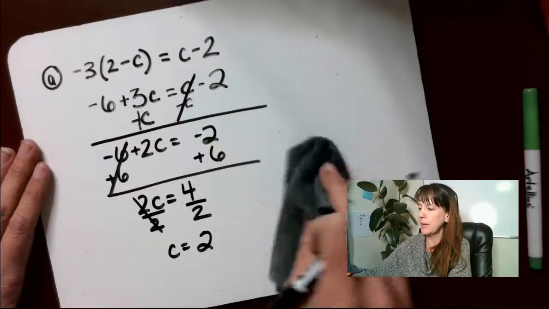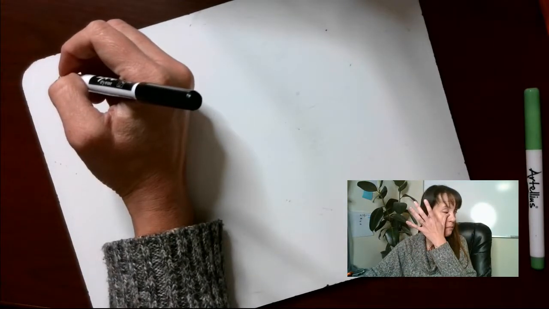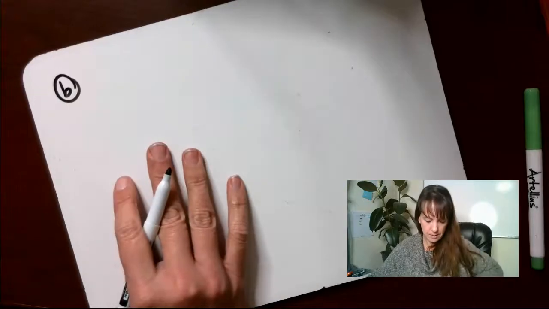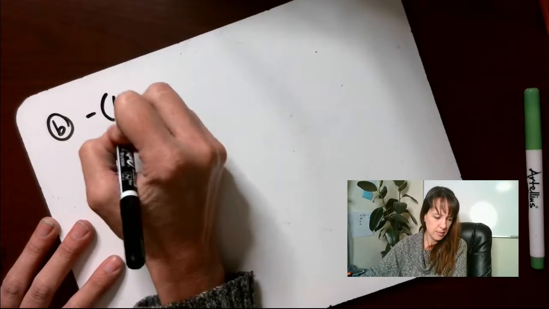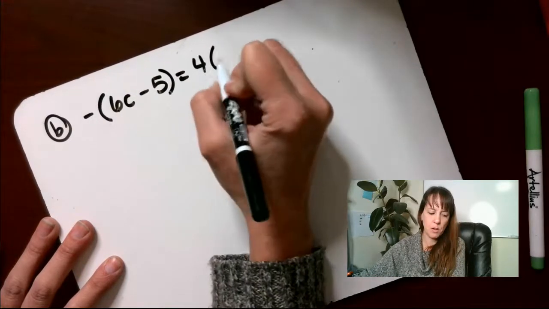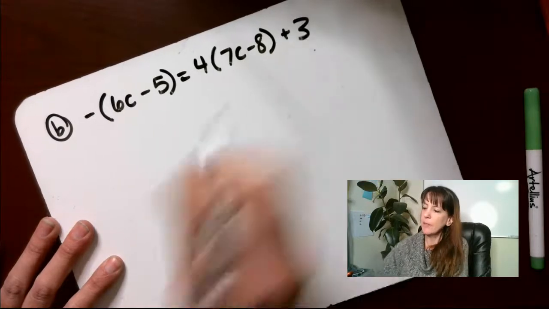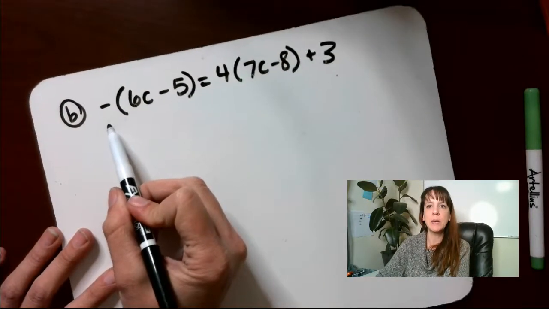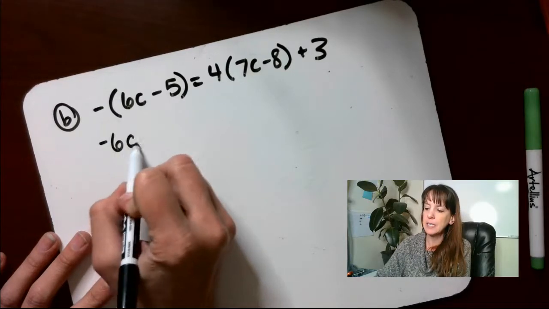All right, let's try B. Problem set B: negative 6C minus 5 equals 4, 7C minus 8 plus 3. All right, guys, again, there's a negative 1 here, but it's not shown. So you've got to distribute that negative 1. That gives us negative 6C.